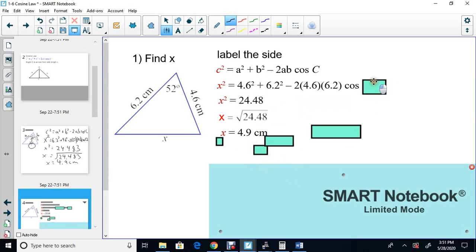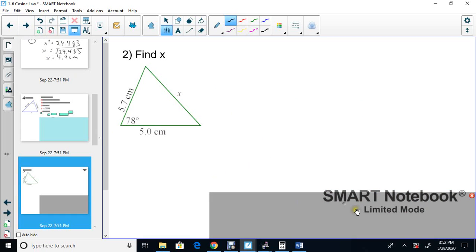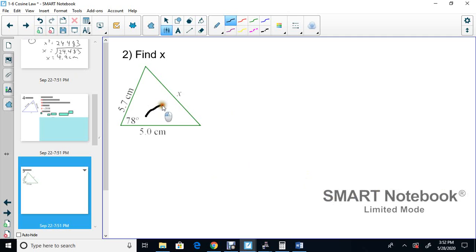I'll remove all the boxes here, so you could pause the video and watch it. See, it's 4.9. Okay, question 2. And I don't need this screen here. Same idea. C is across.